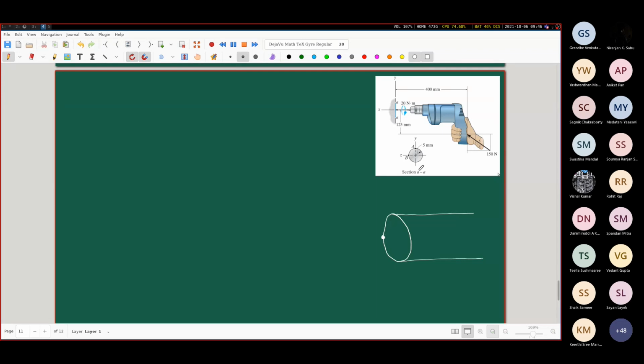This is our B, okay? You see this B is towards that other side, so this is B. Now we are not going to consider this A.